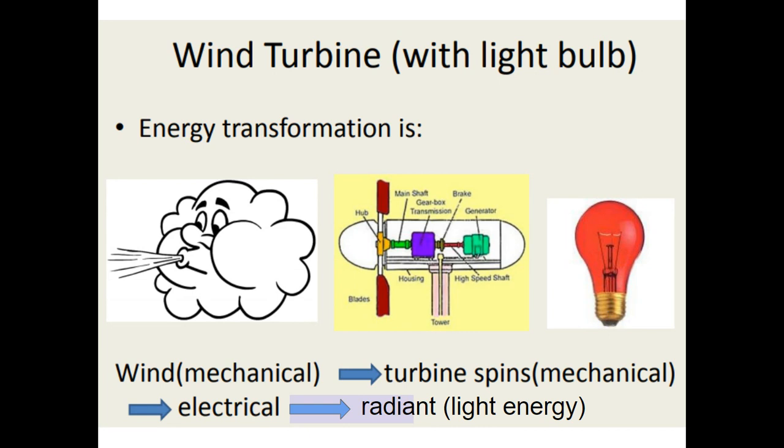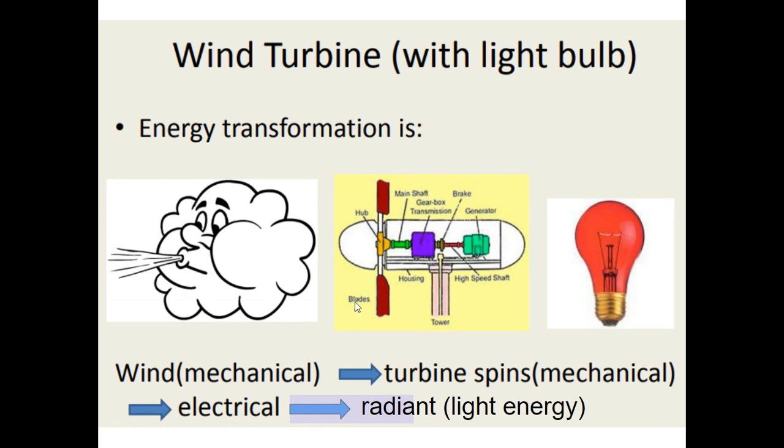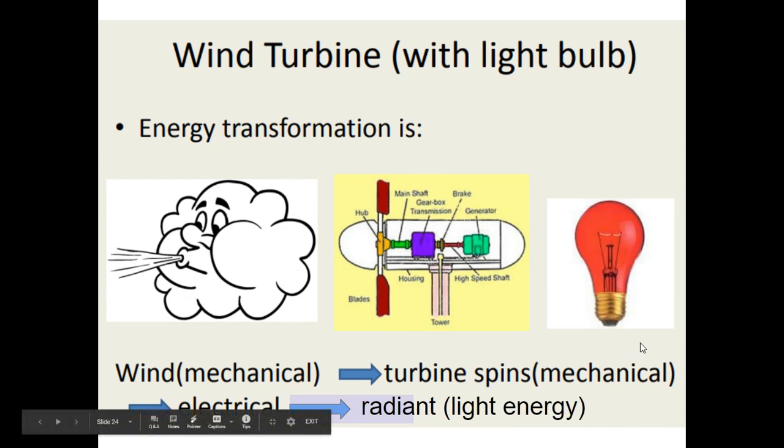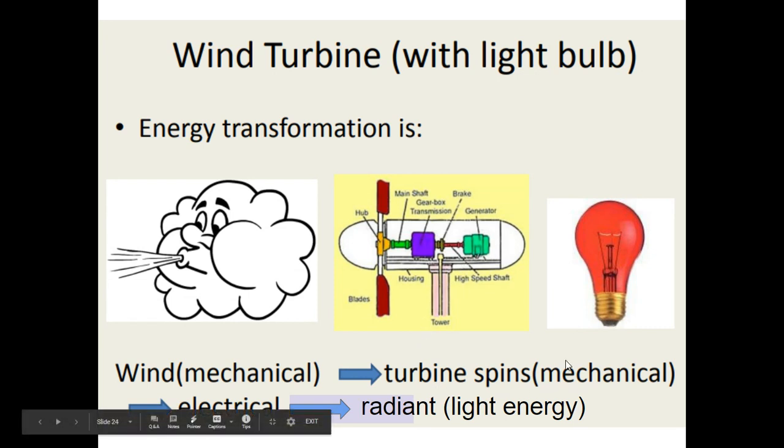An example here, we have a wind turbine with a light bulb. We're going to see how wind can light up a light bulb. So we have a big gust of wind. The wind moves the fan blades, which spins the turbine inside of the fan's housing. The movement of the turbine powers the generator. The generator can then send electricity out to an external place to hold that energy. And that electricity runs through, and then it can power our light bulb and turn into radiant energy.